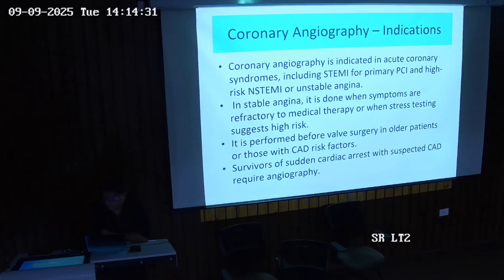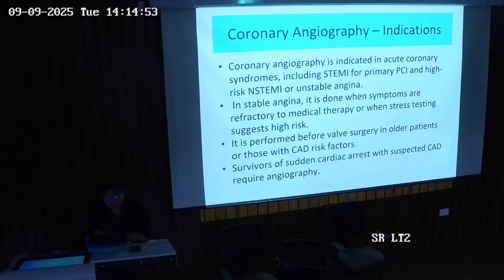While in stable angina, it is done when symptoms are refractory to medical therapy or when stress testing suggests high risk. So one is acute coronary syndrome or acute myocardial infarction. If the patient has an acute myocardial infarction, we have to plan for primary PCI. In that case, coronary angiography is a must.